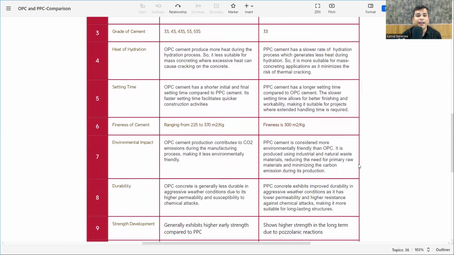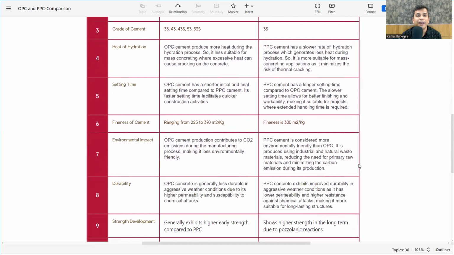Then again, it is the setting time. What is the setting time? So we all know that OPC cement has a shorter initial and final setting time compared to PPC.